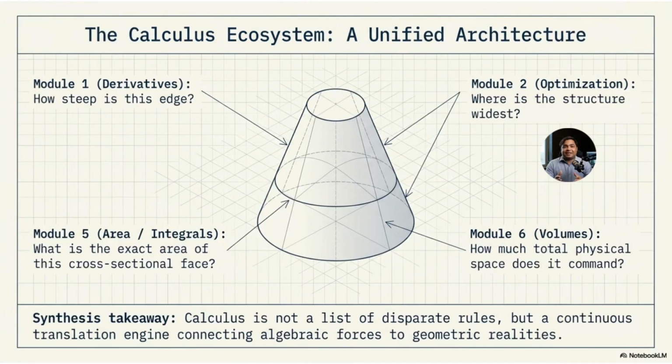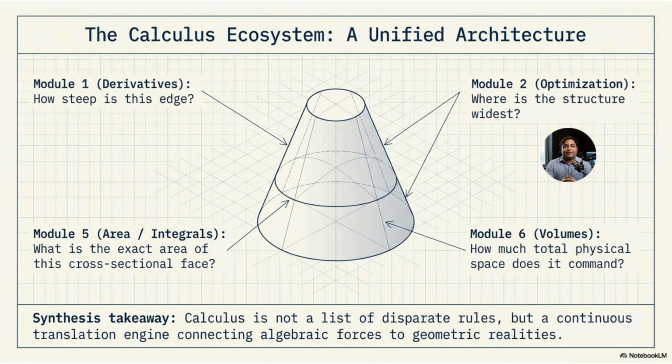This final slide summarizes the entire lecture. Calculus is not just a list of rules, it is a connected system. In Module 1, derivatives answer the question, how steep is this edge? This means derivatives help us measure slope and rate of change. In Module 2, optimization answers the question, where is the structure widest? This means calculus helps us find maximum and minimum values.